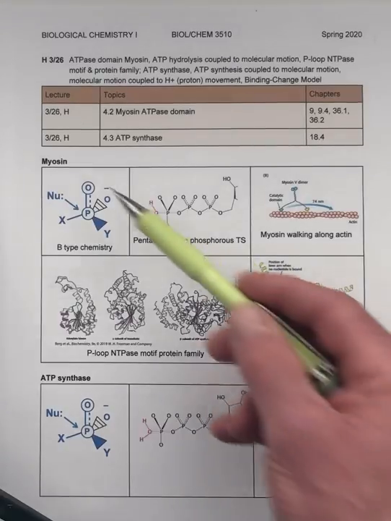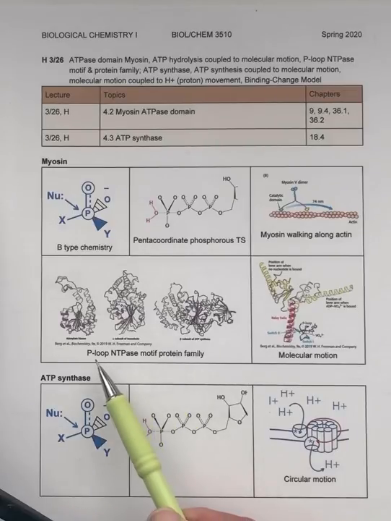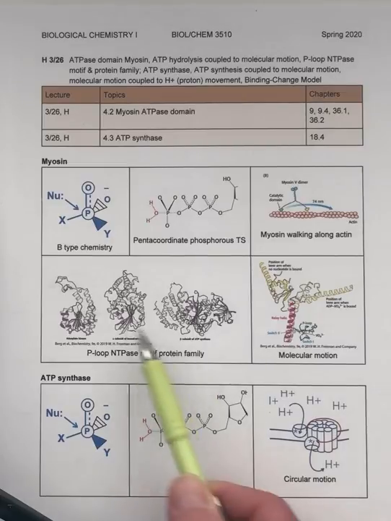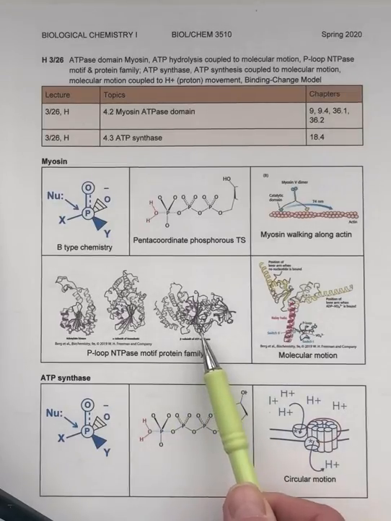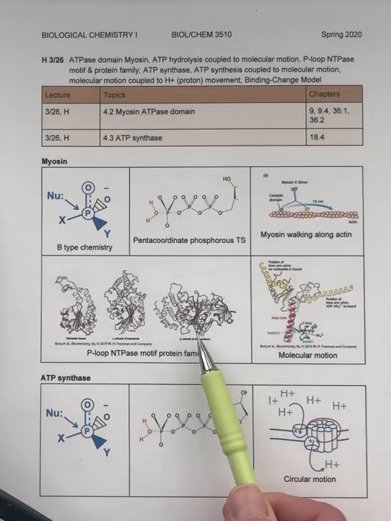For both myosin and ATP synthase, and also several other proteins, they all belong to this superfamily of proteins that contain a P-loop NTPase motif. And here are three examples from the textbook. Here is the beta subunit of ATP synthase. This is where ATP is being fabricated.